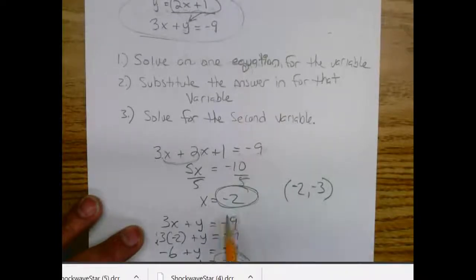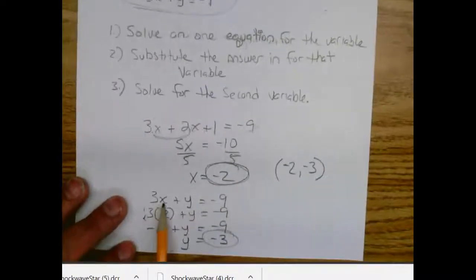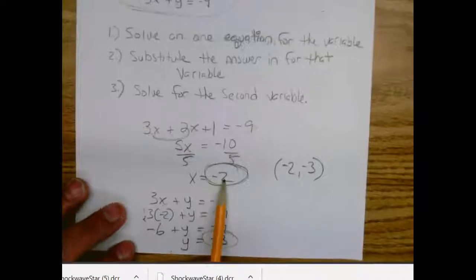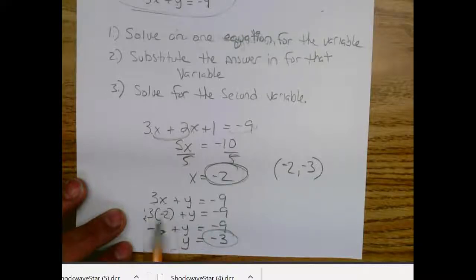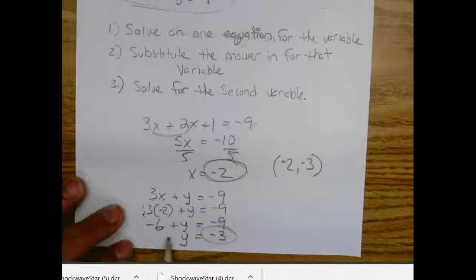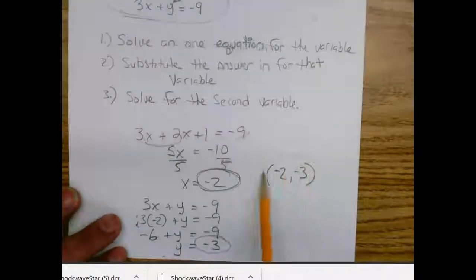That's our first answer. Then we can take this negative 2 and plug it back into the same equation, where x is negative 2. So instead of 3x plus y equals negative 9, we plug in the negative 2 here. 3 times negative 2 is negative 6, plus y equals negative 9. Then we add 6 to both sides, and we get y equals negative 3. So then we have our x and our y. So that should be our answer.